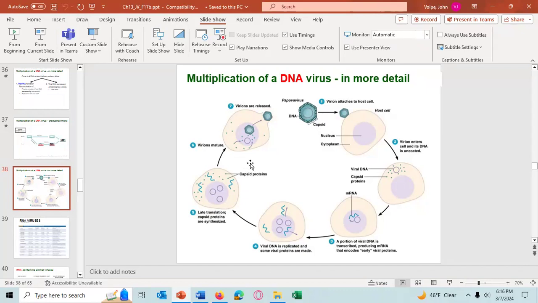The virus will then leave the cell either by lysing the cell in the lytic life cycle or by budding out of the cell in the budding life cycle, in which case the newly replicated virion will acquire its envelope when it buds through a membrane of the host cell. And those are the 2 main ways a virus can replicate if it's a DNA animal virus.